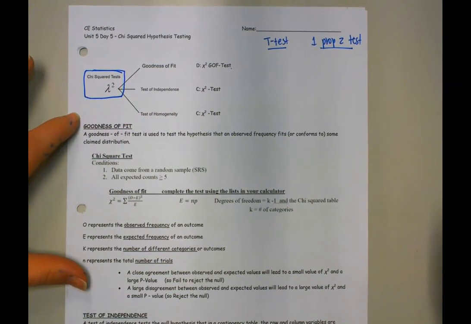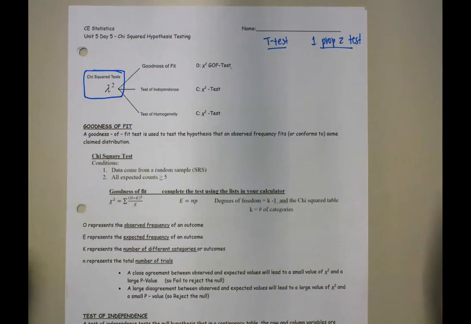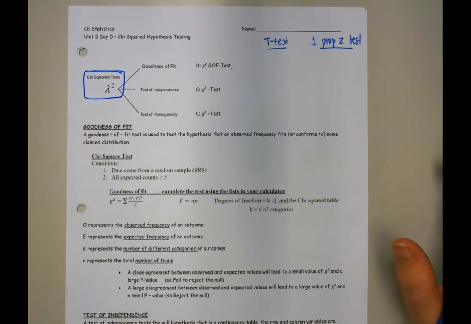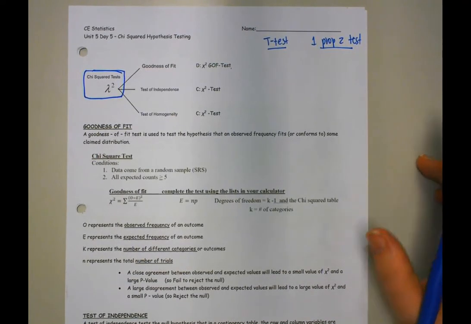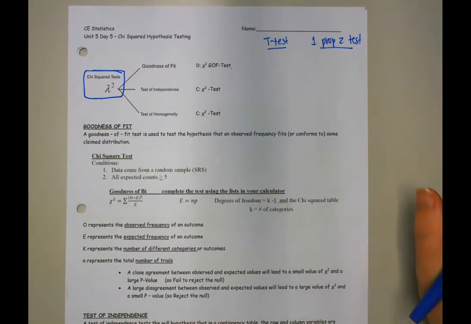So the first type is our goodness of fit test. A goodness of fit test is used to test the hypothesis that an observed frequency fits or conforms to some claimed distribution. So with a goodness of fit test, we are checking whether the data that we got is a good fit for the distribution for the entire population's distribution.